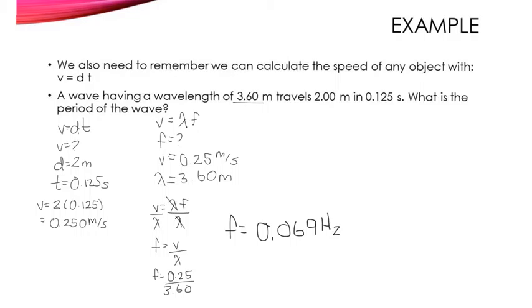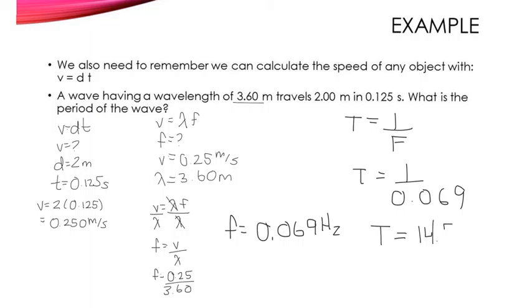So remember, our period is 1 over frequency. So T equals 1 over 0.069. So T will equal 14.5.